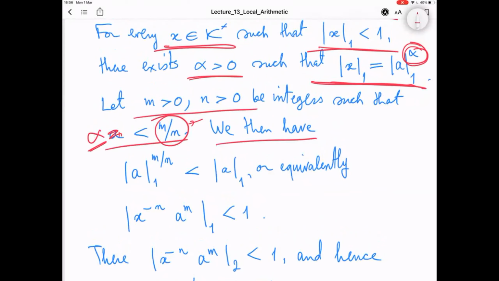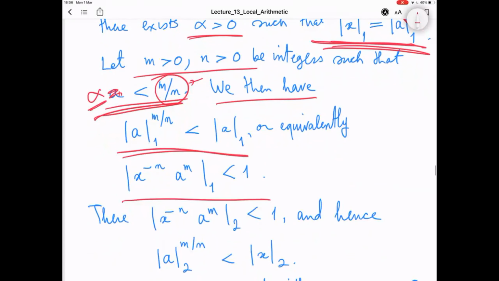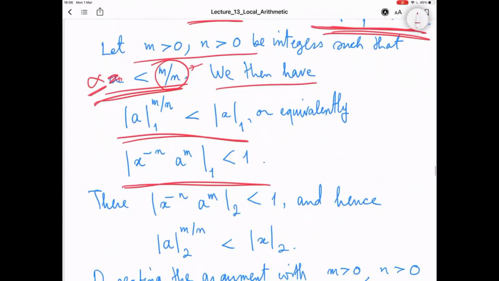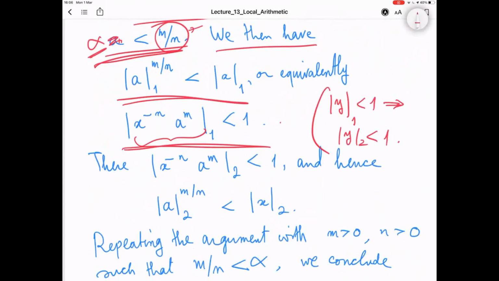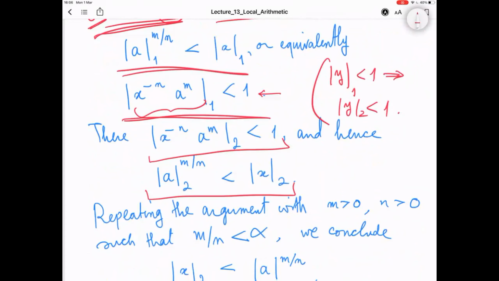Then what do we have? From this equality and this inequality, I get this inequality, which is equivalent to saying that I have this. Now, my hypothesis is that if this is less than 1, then this is also less than 1. Now I'm taking y to be this element here. And I've got this, so I get this. And therefore I get this.